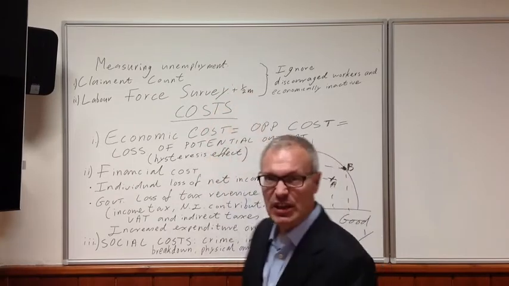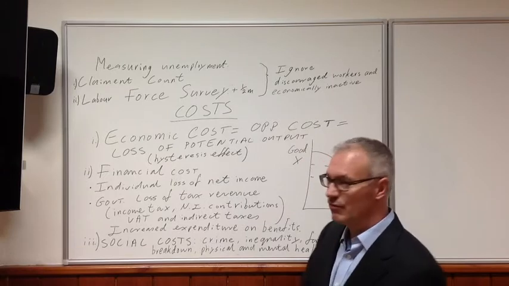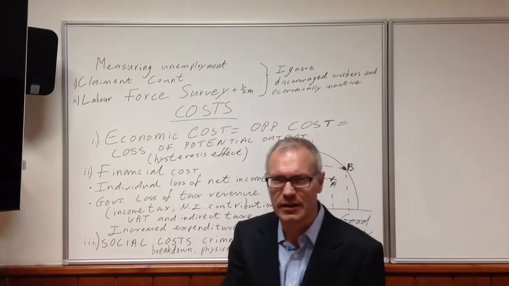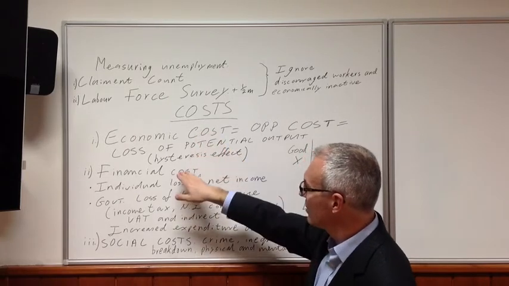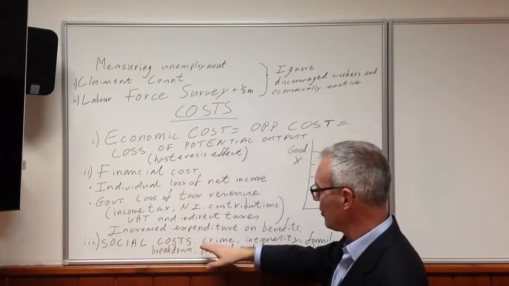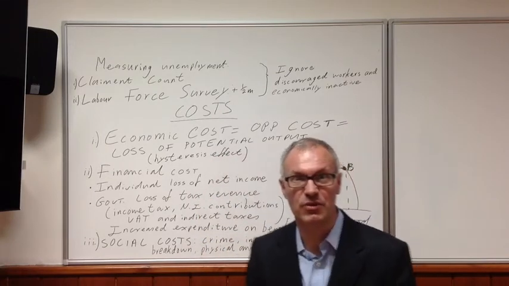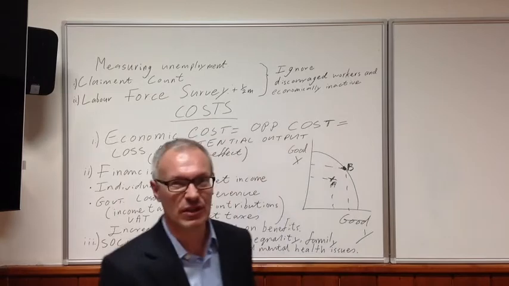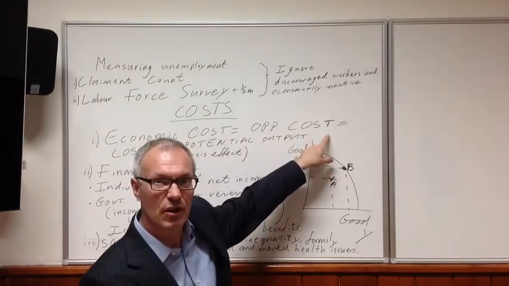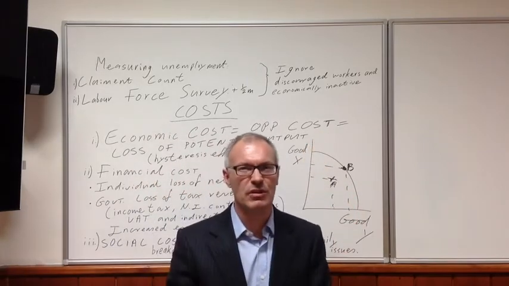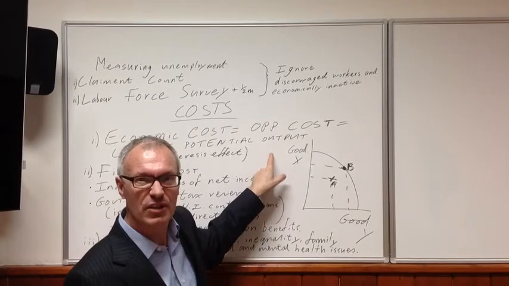There's another key issue that you need to know about, which is the costs. The costs of unemployment really split into three clear categories. Try not to get them mixed up. We've got economic costs, financial costs, and social costs. And people often get confused between financial and economic costs, but you don't need to be, because you know that economists are very keen on this concept of opportunity cost. And the opportunity cost of unemployment is the loss of potential output.